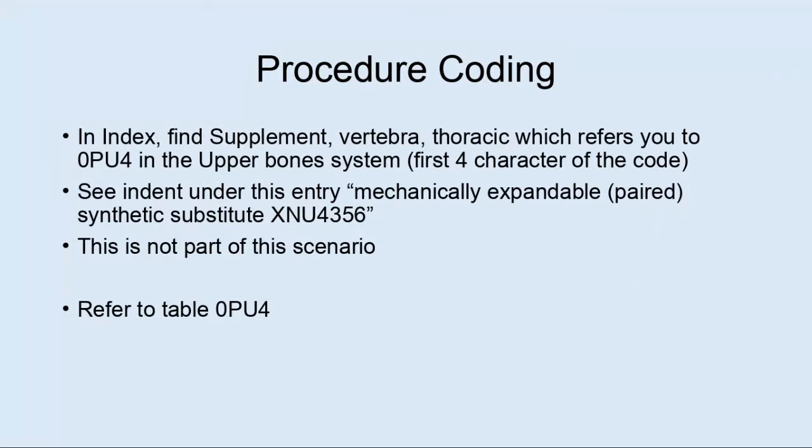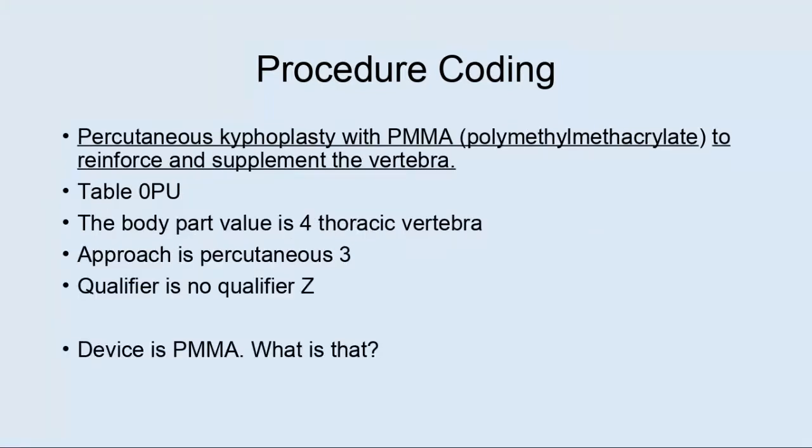So let's go to the index in your PCS book and find supplement vertebrae thoracic, which refers you to 0PU4 in the upper bone system, and it gives you the first 4 characters of the code. Indented under this, it says mechanically expandable synthetic substitute and gives you a code in the new technology section, but this is not part of the scenario, so we're not going to do that. So we're going to refer to table 0PU4.